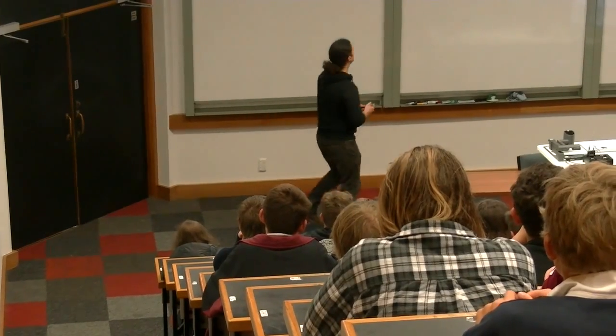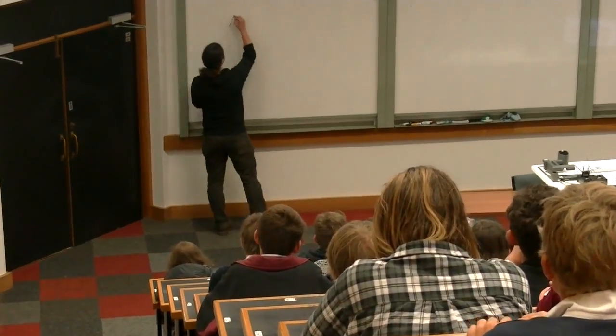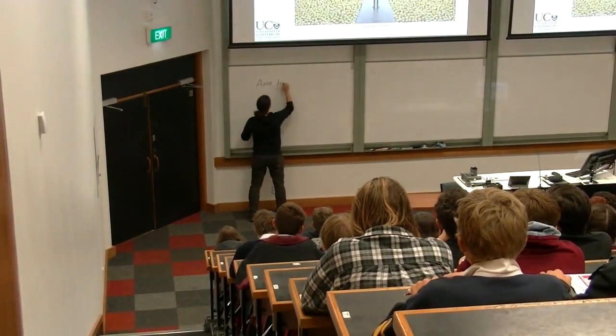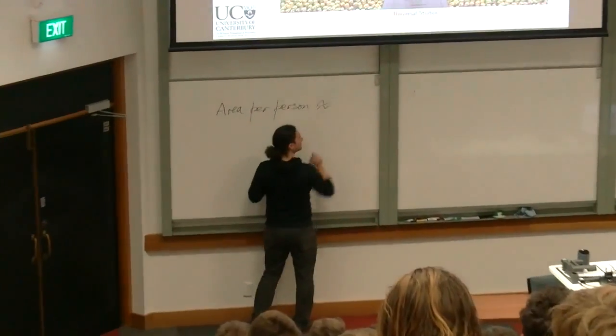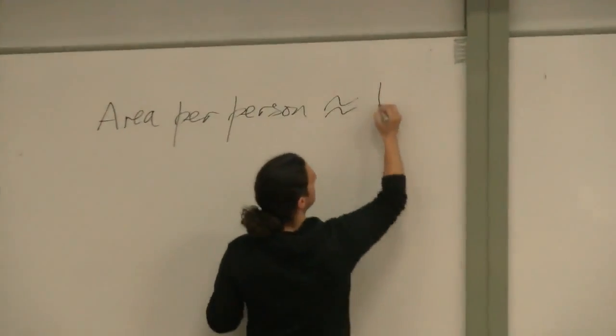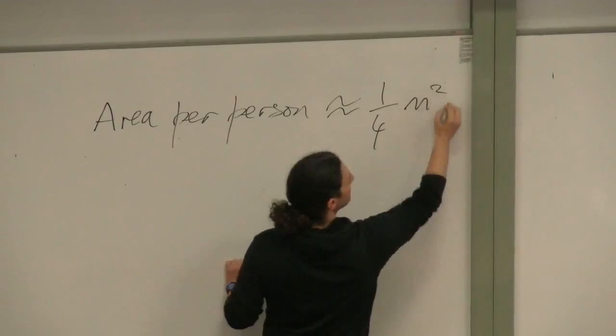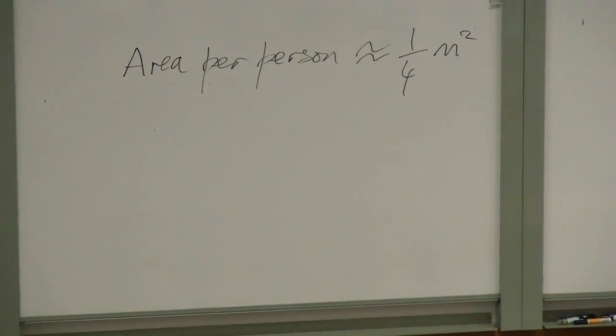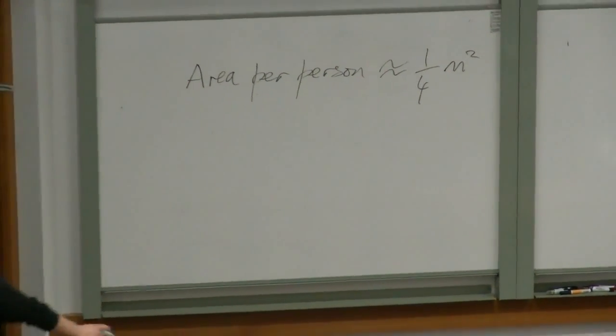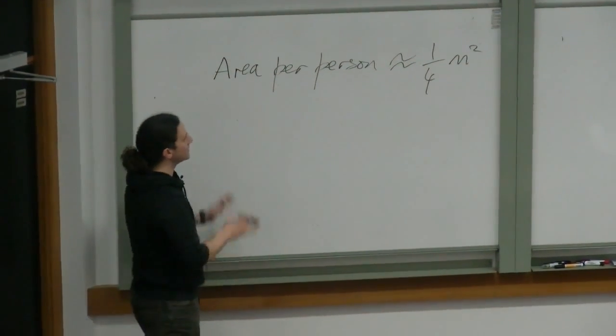A half squared is a quarter, so the area needed per person is approximately 0.25 or just a quarter square meters. So I should really write this in scientific notation, but for this straightforward example, I'm going to avoid doing that. Okay, so that's the area per person.